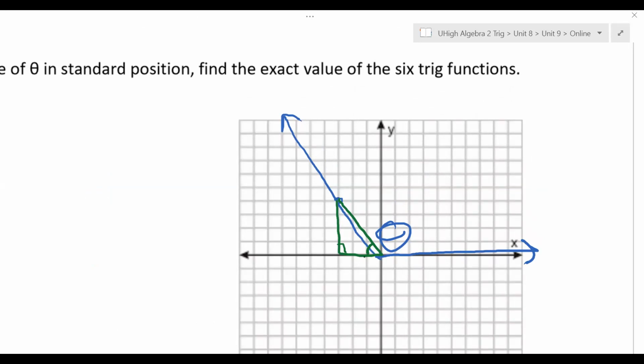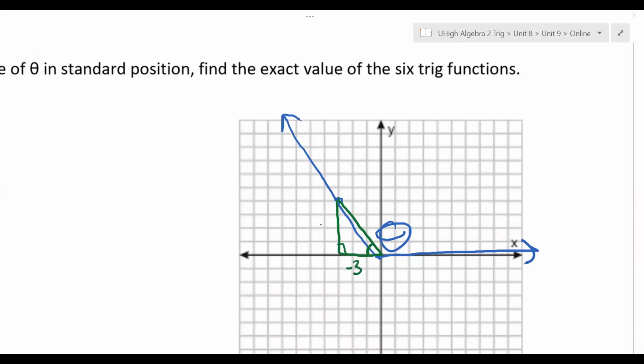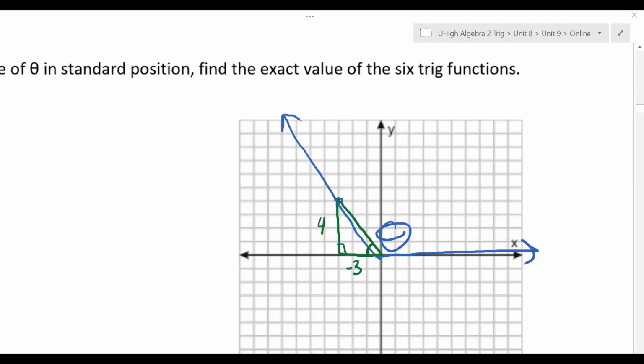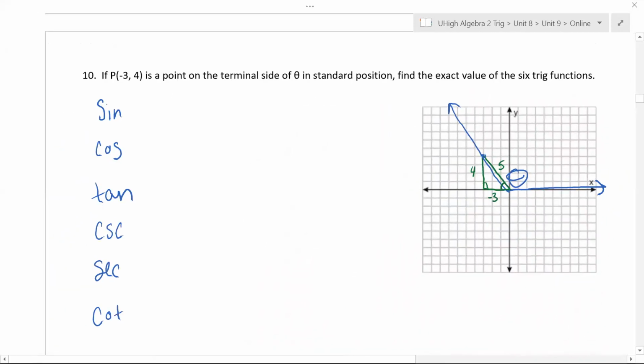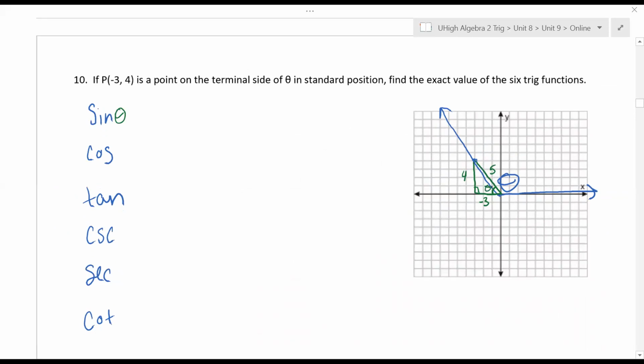If I look at this right triangle, my bottom side is -3. My height is 4. And my hypotenuse, that's actually one of the Pythagorean triplets, 3, 4, so I know my hypotenuse is going to be 5. If you don't believe me, you are more than welcome to check. So I'm wanting to look at what is the sine of this new little theta value here.